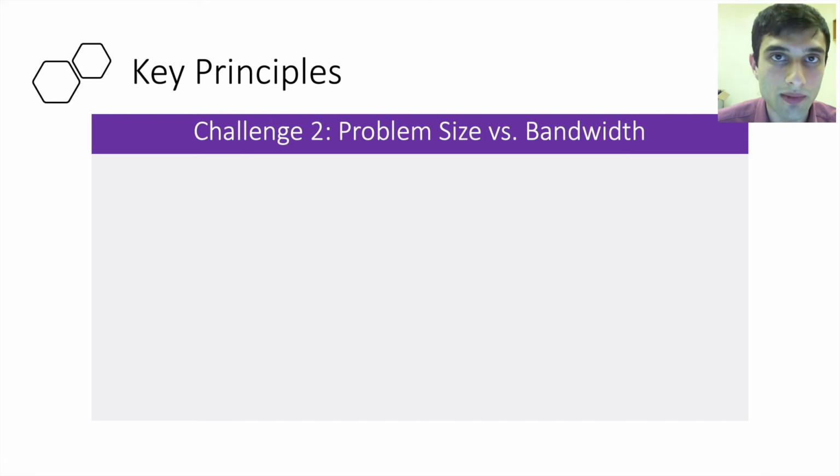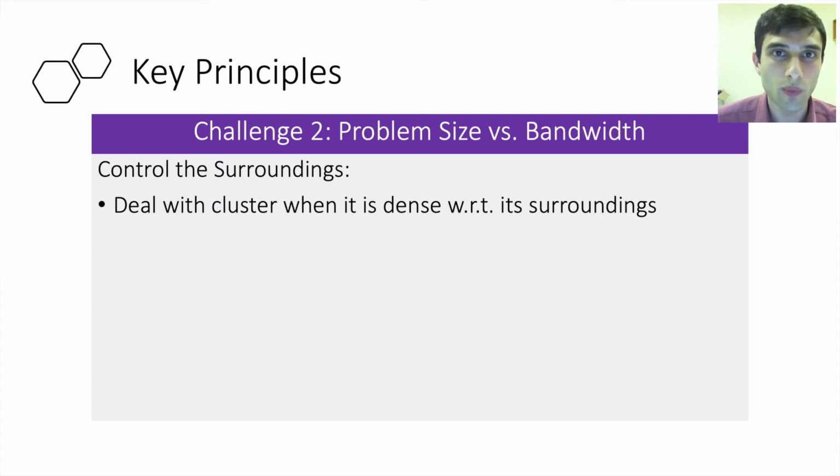For the second problem, we have to deal with it in two different ways. The first, we control the surroundings. We make sure that whenever we deal with a cluster, it's dense with respect to its surroundings. This means it doesn't have to be dense in an absolute manner. It doesn't have to have lots of edges, but it has to be dense with respect to its surroundings, because otherwise it won't be able to cope with information that enters it.